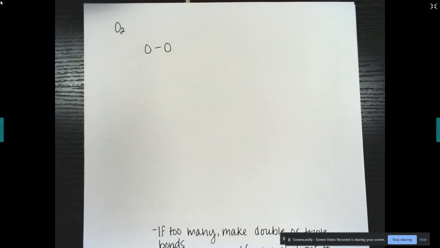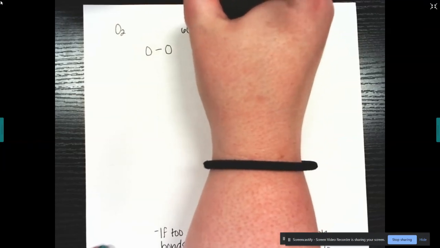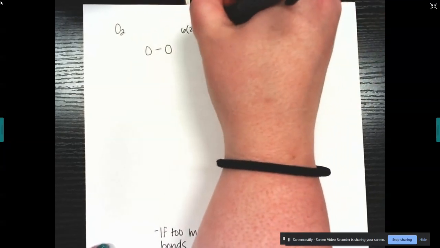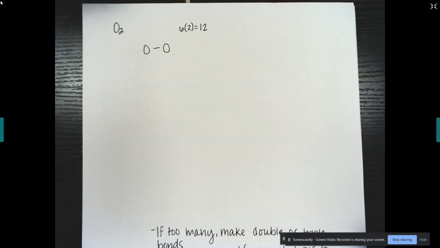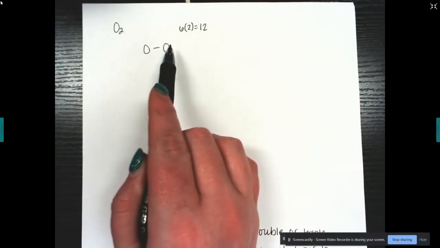But let's go ahead and count up our valence electrons. So how many valence electrons does oxygen have? 6. And if there's 2 of them, how many is that total? 12. So you've got to have 12 in your drawing. Okay, so I've got an oxygen bonded to an oxygen.